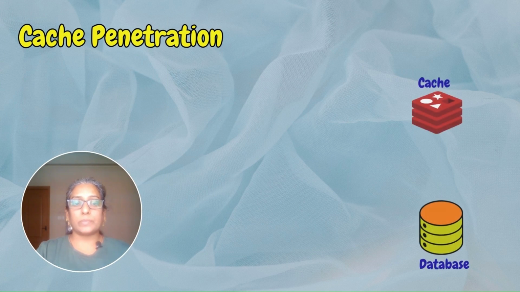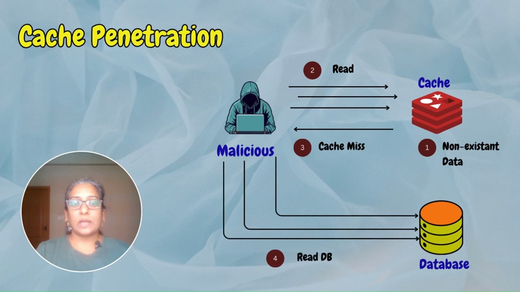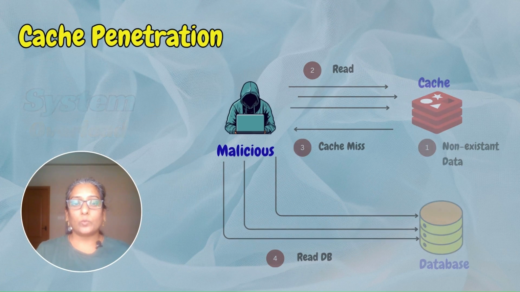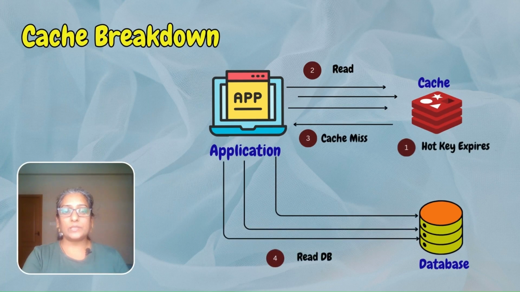Cache penetration happens when malicious users bombard the system with requests for non-existent data. This causes a cache bypass and unnecessary load on the back end. One solution could be to implement input validation and rate limiting to mitigate the impact of cache penetration attacks on the system.